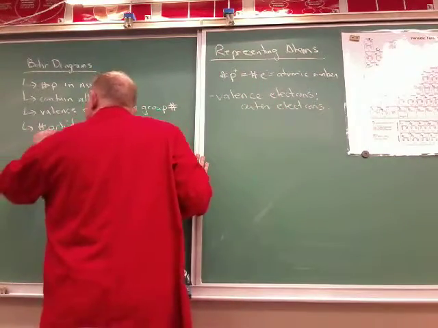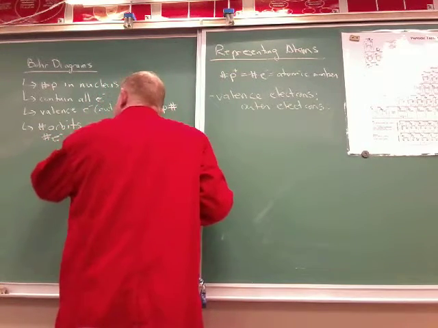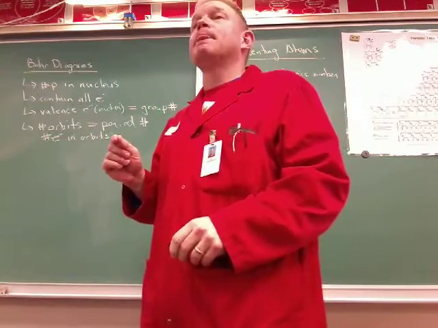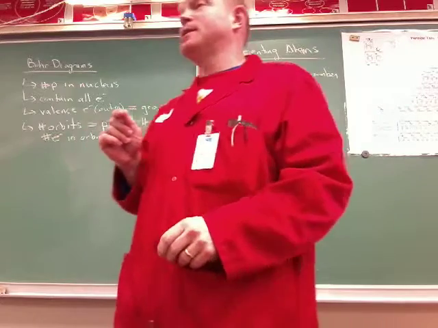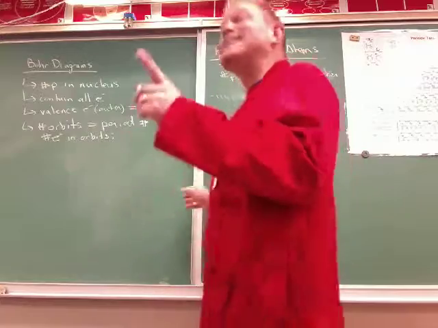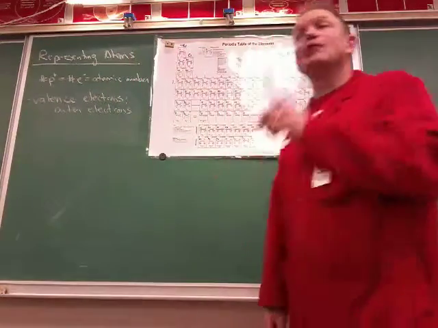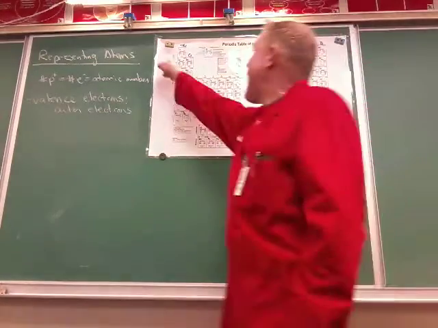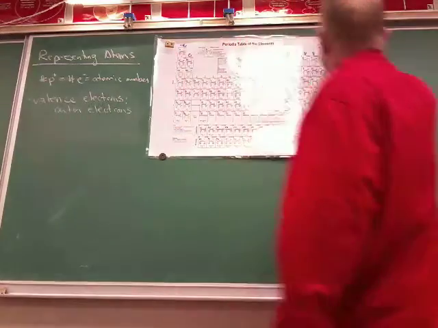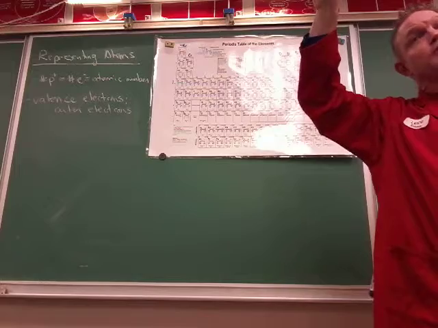The number of electrons in the orbits follow a trend. How many electrons go in the first orbit? Does anybody remember? Yep. 2. We can get that from the periodic table. Take a look at the first period. How many elements are in that first period? 1, 2. So only 2 electrons go in the first period.